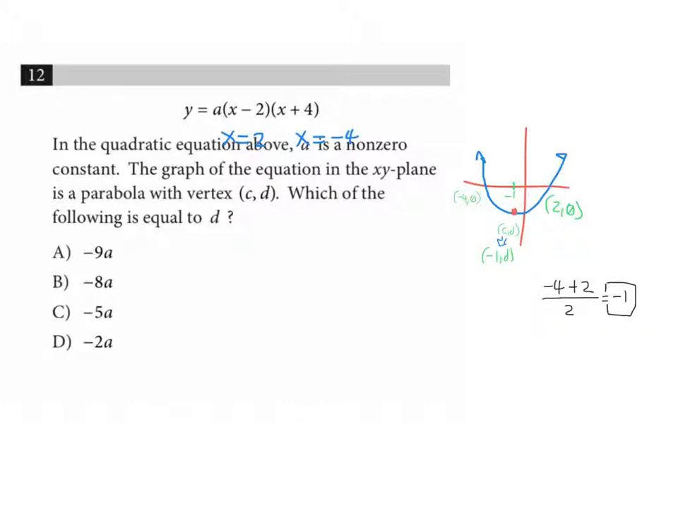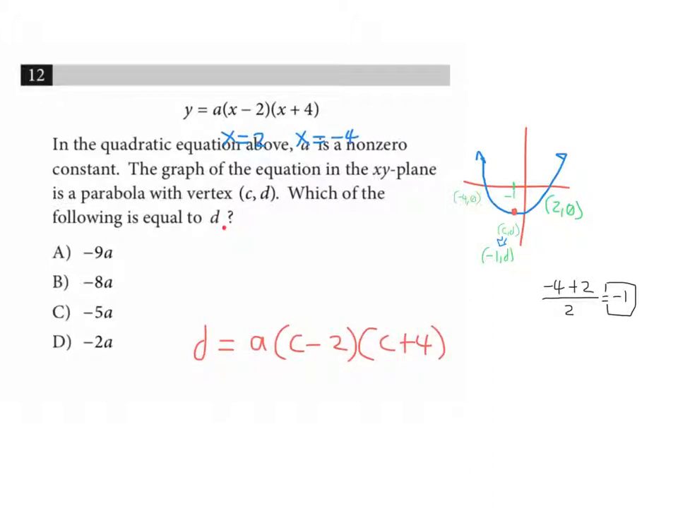Now, how can we use that information to find D, right? Well, according to this point, whenever x is C, y is D. Okay? So I'm going to take advantage of that knowledge and literally set y equal to D right now, and I'm going to set x equal to C. So y is equal to D. We still have this a. We don't know what a is. But x is C, so that's going to be C minus 2 and C plus 4.